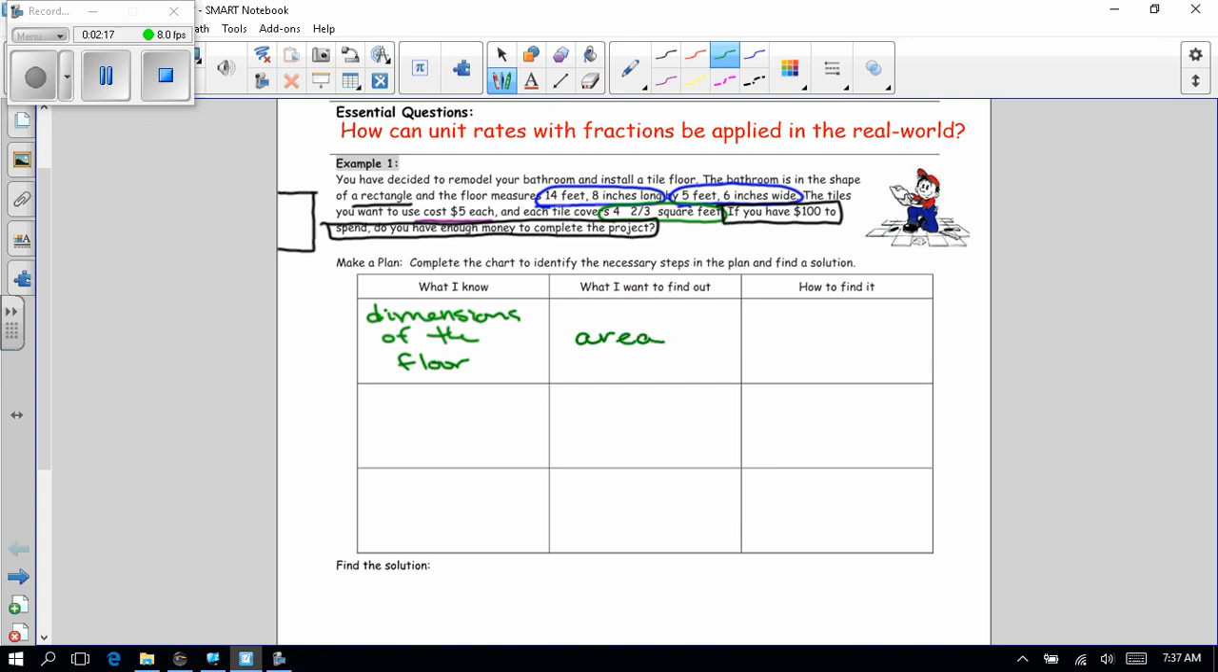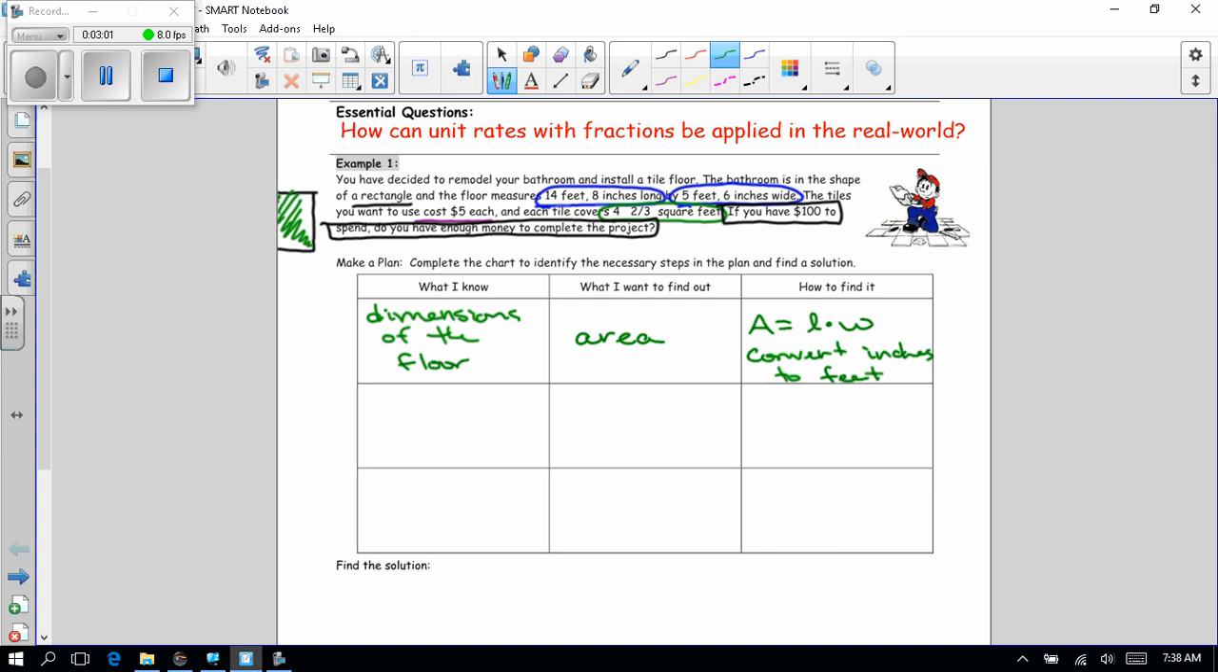Okay, find the area. All right, how do I find it? Remember, area is all the space inside the rectangle. How do I find the area of a rectangle? Well, I'm going to have to use the formula: area is equal to length times width. However, I have a slight problem. I have 14 feet 8 inches and 5 feet 6 inches. I need to convert all that. I either have to put them all in inches or all in feet. I'm going to convert it all to feet. So I also need to convert inches to feet to be able to answer that area problem.